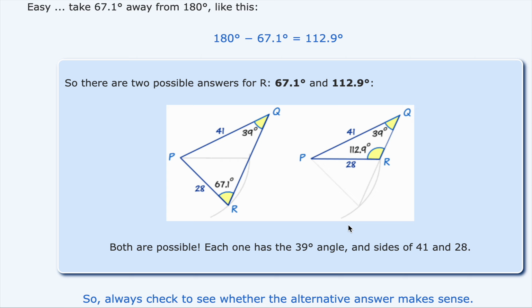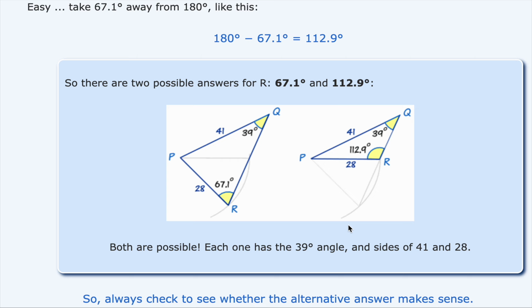If you substitute those values, you would still end up with the right sides and the right ratios. Alright guys, thanks for watching this. This is how you sometimes get two solutions or one solution depending upon the angle.